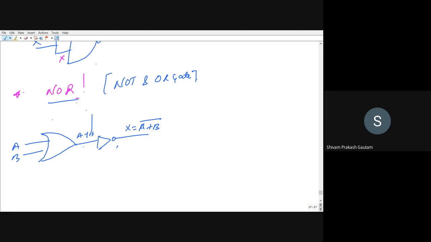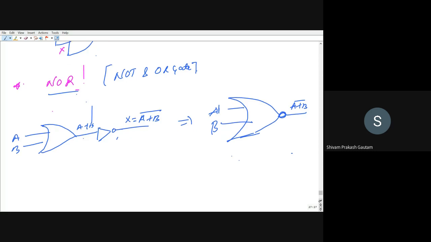Whenever any signal passes through a NOT gate, a bar will come on top of it, right? That means it has to be the complement of that. If I want to reduce this logic operation, it can be represented by an OR gate with a bubble at the front. So this is A, B, A plus B whole bar.